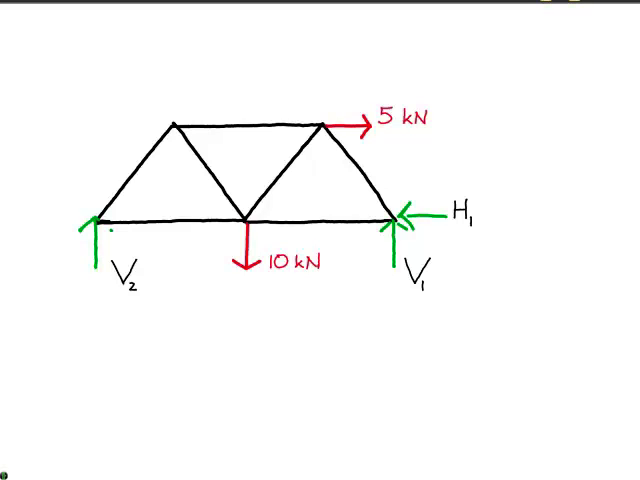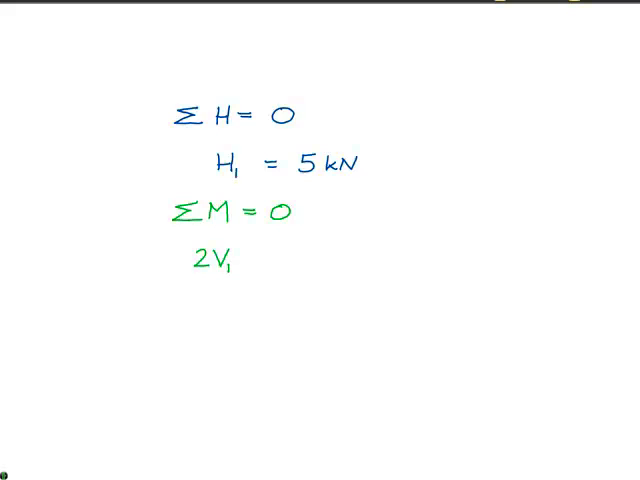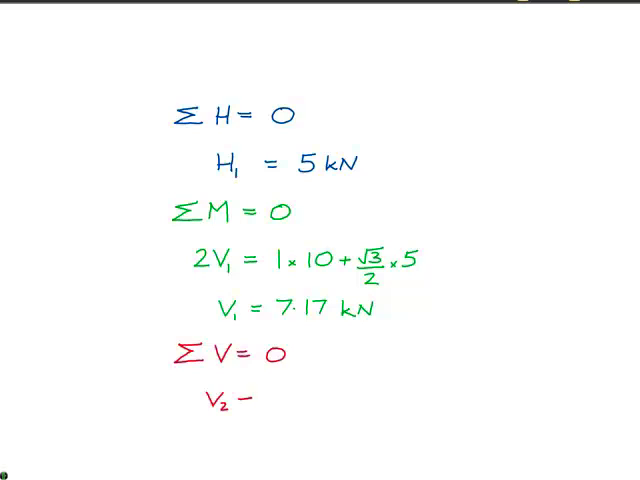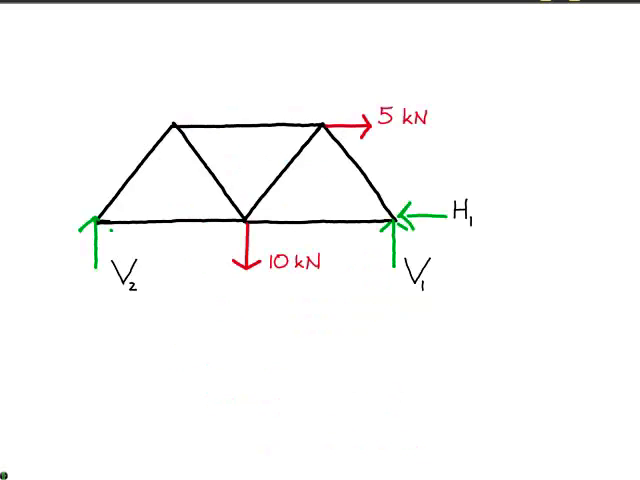To calculate the vertical reactions, we will first take moments about the left-hand support. This gives us the right-hand vertical reaction. We then use vertical equilibrium to calculate the left-hand reaction. So we have now calculated all the reactions and can move on to calculate the member forces. We can work out whether the members are in tension or compression, and then use the method of joints to work out the member forces.